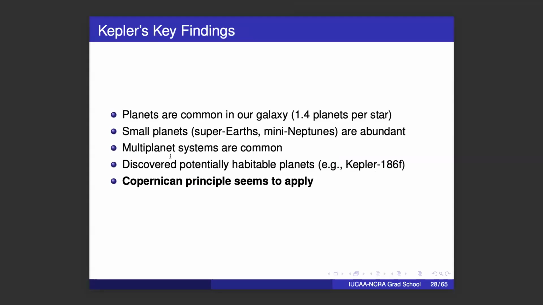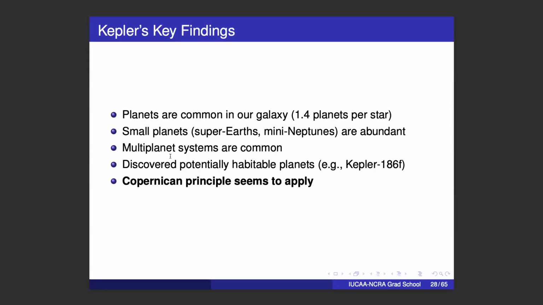Small planets are quite abundant. We'll look in a minute at what super Earths and mini Neptunes mean, but this is just in terms of their sizes. Multi-planet systems are common. It has already discovered potentially habitable planets. And the Copernican principle seems to apply.